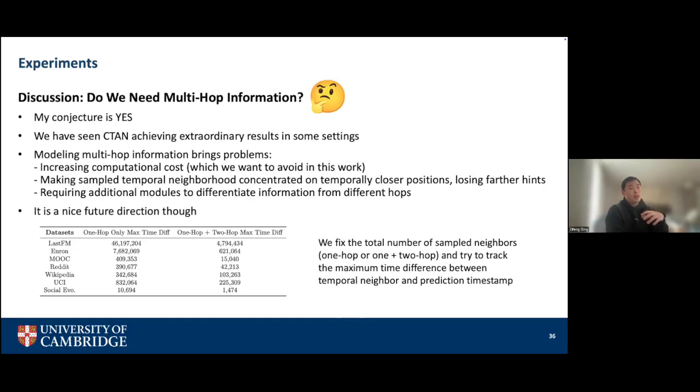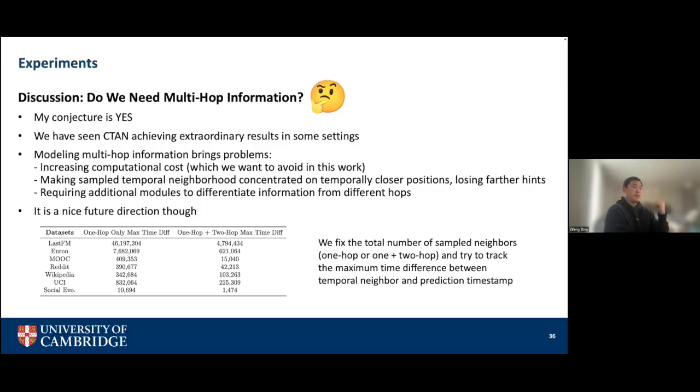And finally, I will discuss: do we really need the multi-hop information? This is also another question a lot of people pay attention to. So I think it is yes, definitely, because we have seen CTAN achieving extraordinary results in some settings. However, by introducing multi-hop information, we will definitely face several challenges. First is that we will increase the computational cost. In this work, we want to be efficient, so we didn't try that.